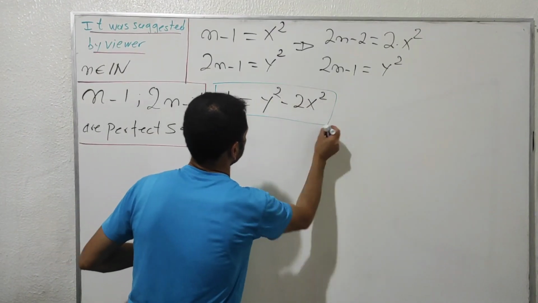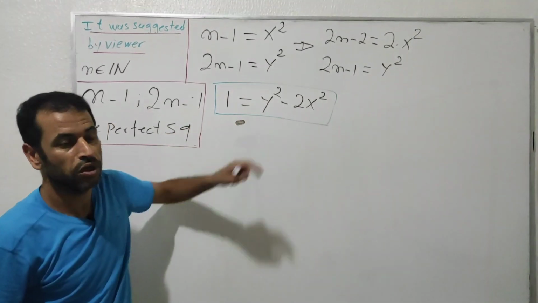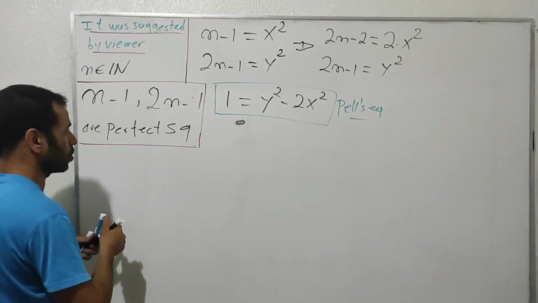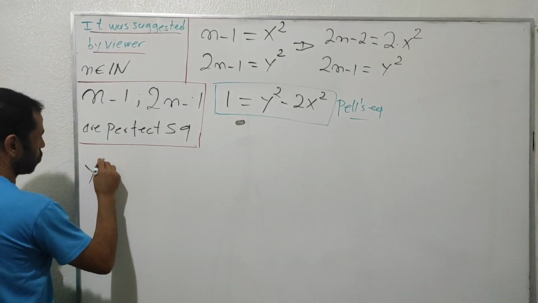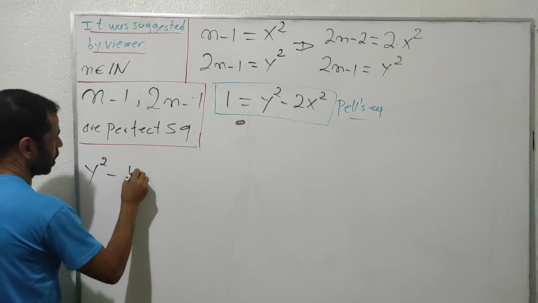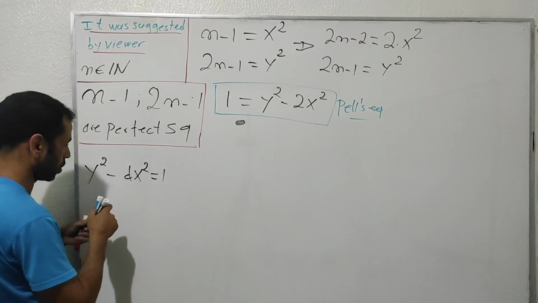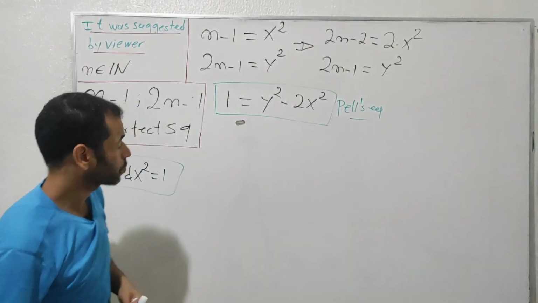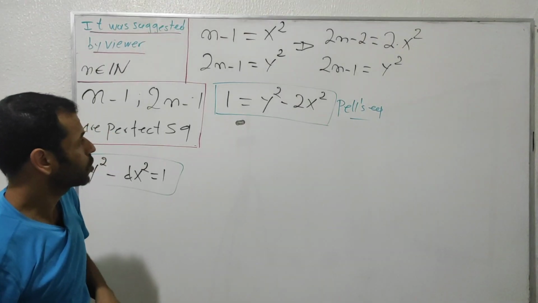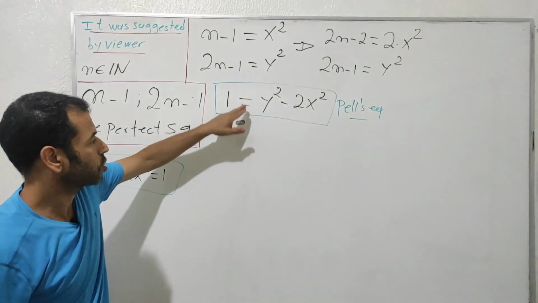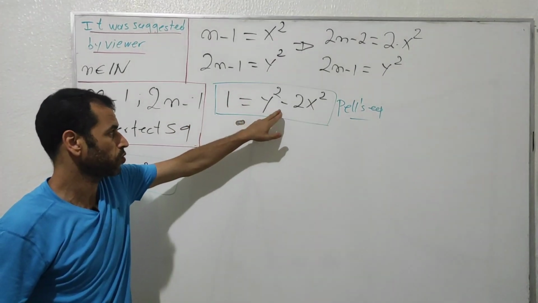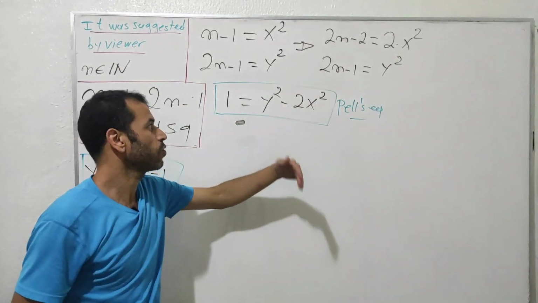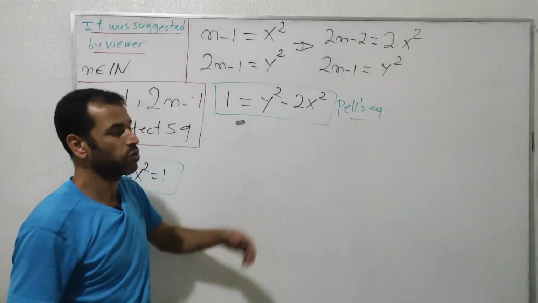In fact, this is a very nice expression. So which form is this equation taking? This is called Pell's equation. Pell's equation is written in this form: y squared minus dx squared equals 1. So in this case, d equals 2. As we know, to find the solutions for this equation, first of all we find the first obvious solution, then apply the recursion on it to find the other solutions.